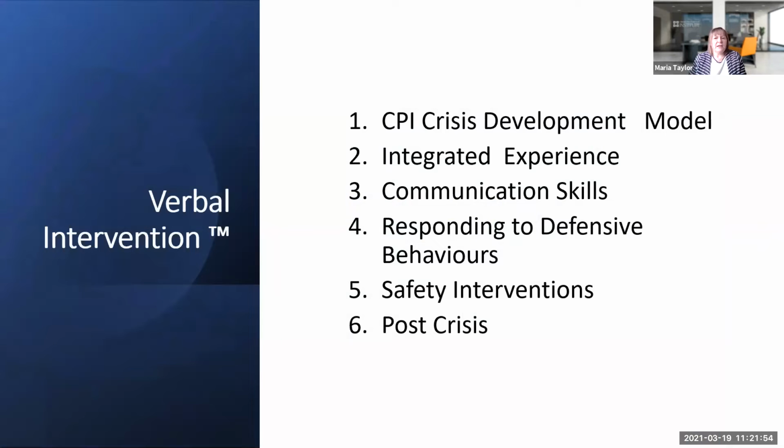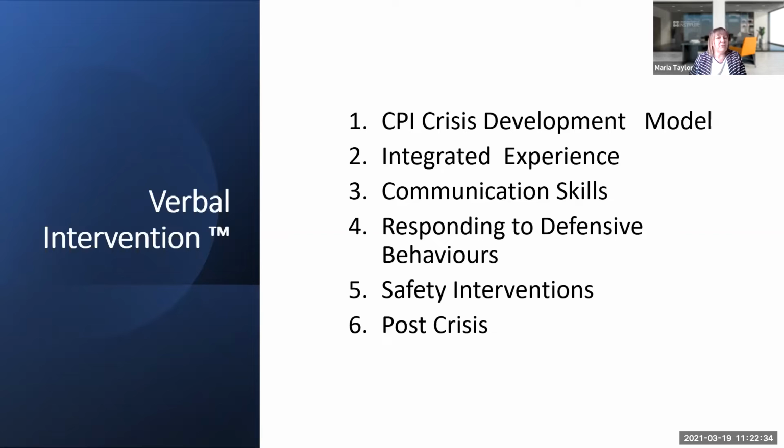So verbal intervention contains 6 modules. We've got the crisis development model, the integrated experience, which, as I said earlier, now includes precipitating factors, fear and anxiety, and rational detachment. Module 3 is communication skills, which includes verbal, paraverbal, non-verbal communication and a supportive stance. Module 4 is responding to defensive behaviours, which includes the verbal escalation continuum, using verbal scripts, fail-safe choices, planning and conducting difficult conversations, as well as limit setting.